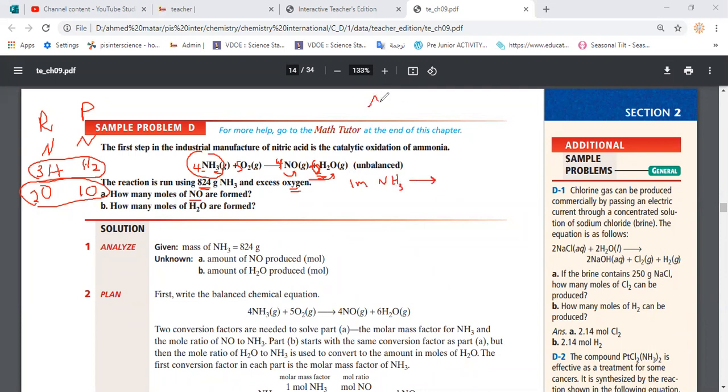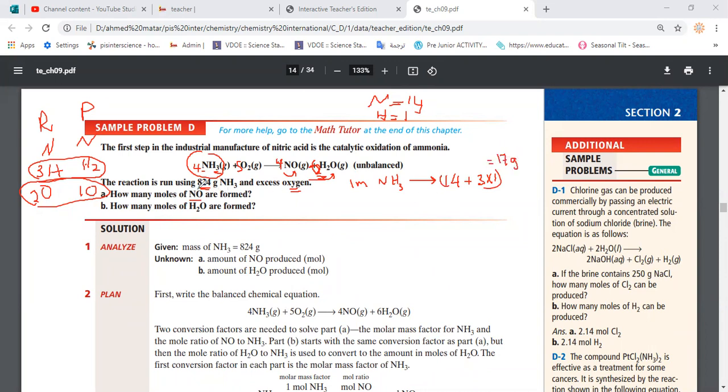The nitrogen equals 14. Okay, hydrogen equals 1. So 1 mole equals 17. Yes, 14 plus 3 multiplied by 1. So it equals 17 grams. Good. So that's the 1 mole.